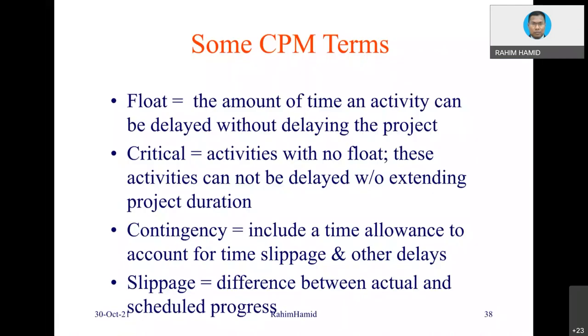Some CPM terms: float, critical activity. A critical activity is basically no float. What does no float mean? No float means when total float is equivalent to zero in value. So automatically that activity is categorized as critical when the value becomes zero. We can calculate the value later on. Then you understand that those activities are called critical activities. The activities which do have a certain total float value are considered non-critical. What does non-critical and critical mean? They simply mean that a critical activity cannot be delayed anymore because there is no free time. So it's stuck there.